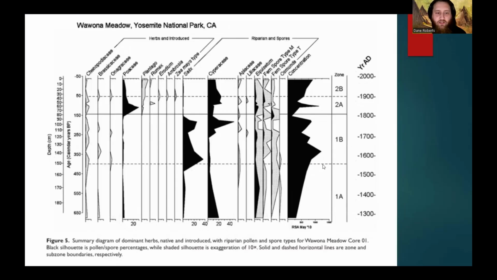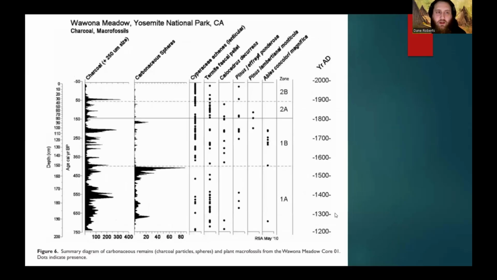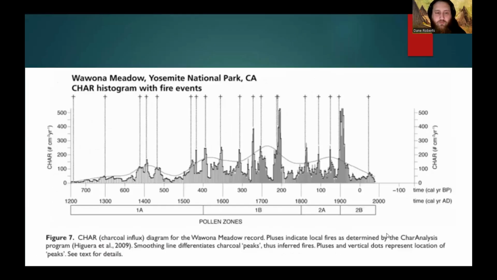And you can see that diagram here, looking at the dominant pollen of various herbs, and native and introduced riparian pollen and spore types found in the meadow, as well as the number of charcoal remains and plant microfossils found in the area as well. And here's a diagram that indicates the local fires based on the charcoal analysis, looking at the time periods.